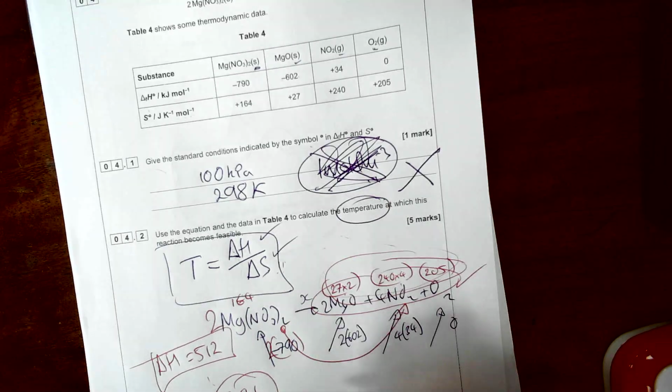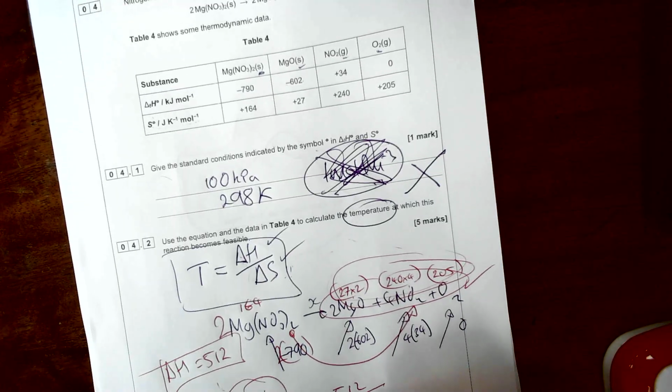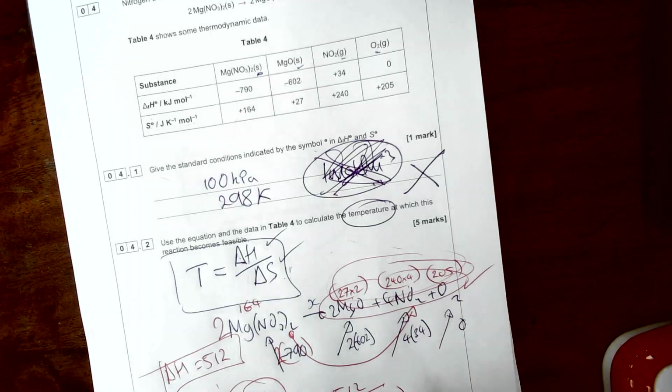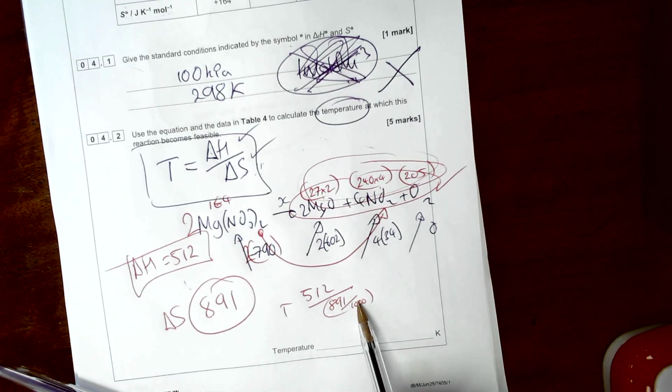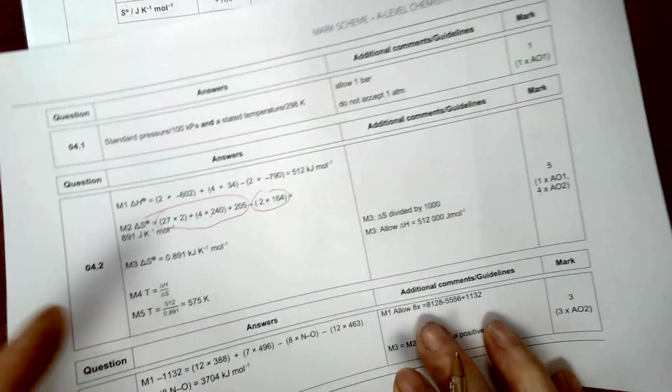So I wanted to see now 512, temperature equals 512 divided by 891 over 1,000, or some evidence that 891 had been divided by 1,000, and that will give you a temperature of 575 Kelvin. So have a little look at the mark scheme.